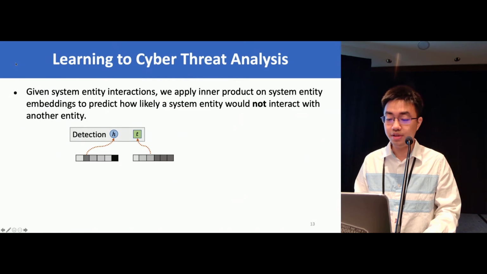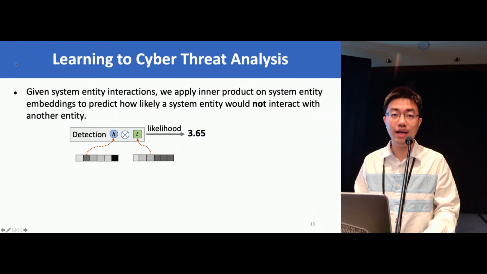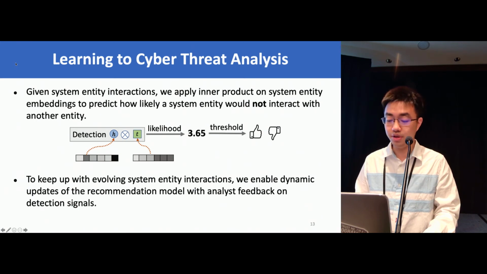After obtaining system entity embeddings, we apply inner product on them to predict how likely a system entity would interact with another entity. If the likelihood is beyond our predefined threshold, we would classify the interaction as a potential cyber threat. To keep up with the evolving system entity interactions, we also enable dynamic updates of our recommendation model using analyst feedback on detection signals. The details of such a model update can be found in our paper.